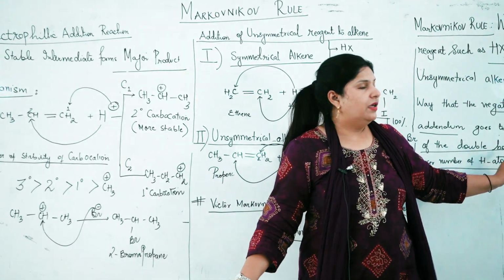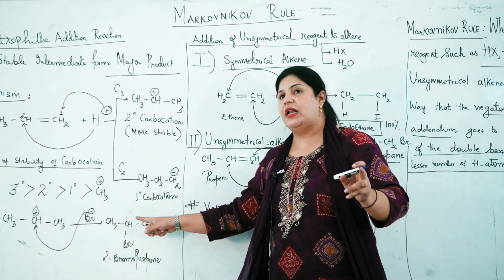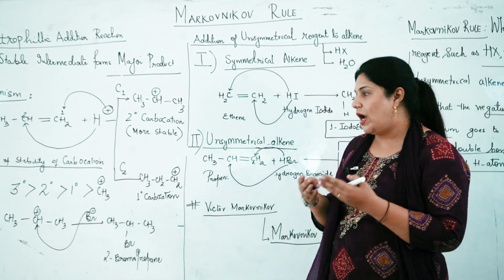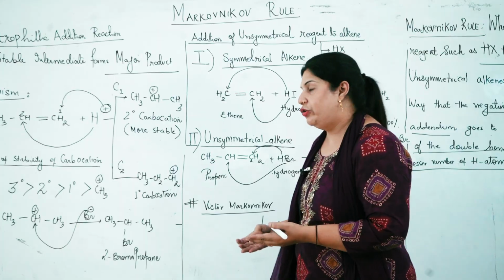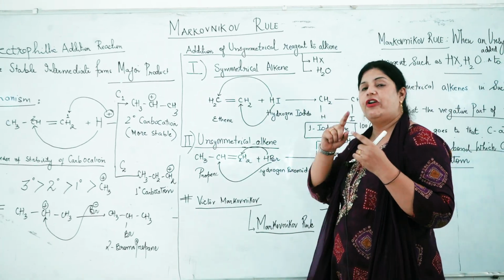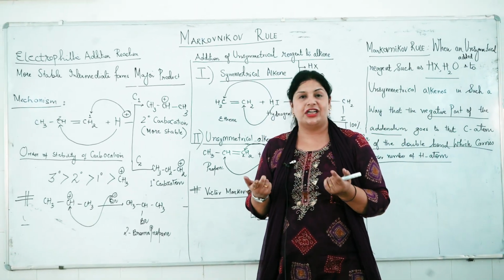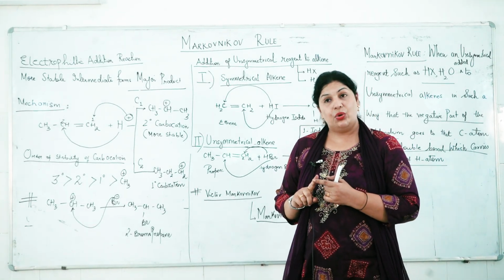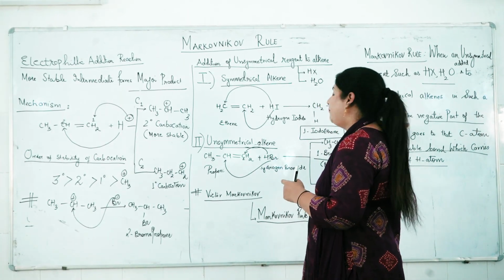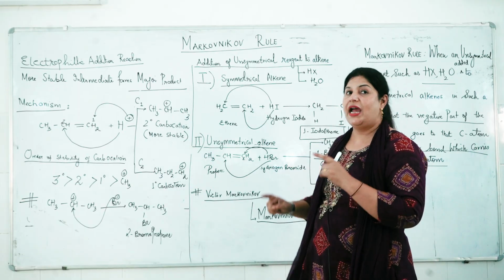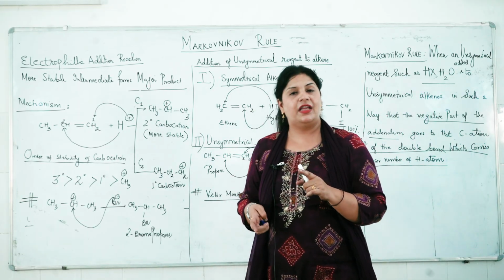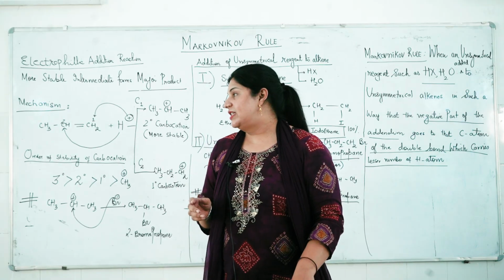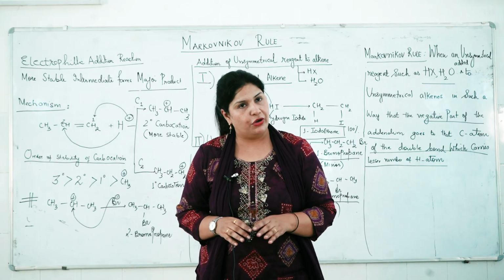Both statement and mechanism, they rule out this difficulty, this confusion that if there is possibility of more than one product, which product is major product. So only that product will be major product in which negative part will move to that carbon atom which is having lesser number of hydrogen. So this is all about Markovnikov rule.